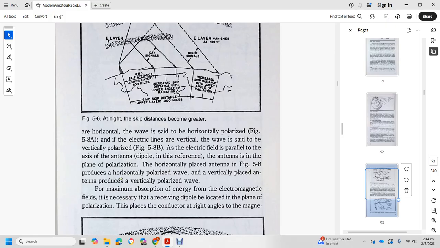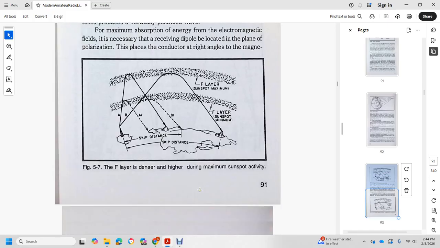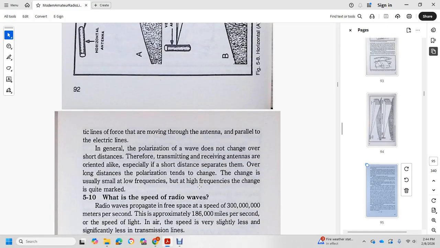The vertical antenna produces a vertically polarized wave. Maximum absorption of energy from the electromagnetic field is necessary, with the receiving dipole located in the same plane. The polarization plane for the conductor is at a right angle to the magnetic lines of force, moving the antenna parallel with the electrical lines.